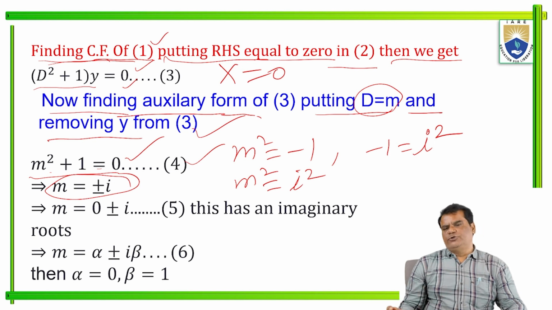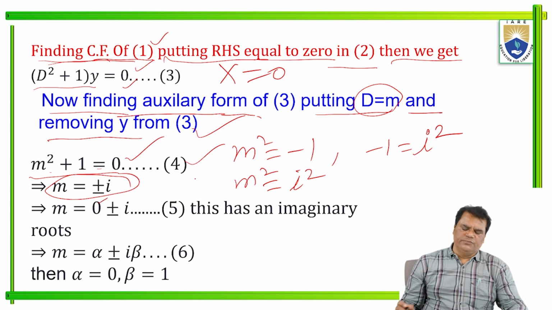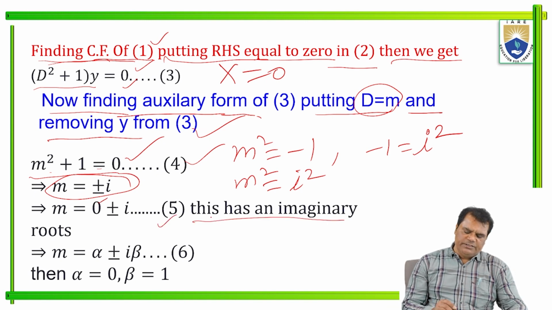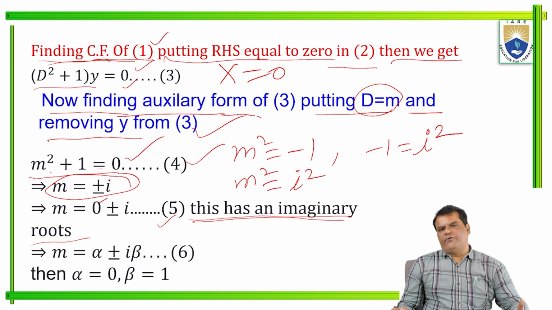These are imaginary roots, plus minus i. There are two roots, m equals plus i and m equals minus i. There is no real part; the real part is 0, so 0 plus minus i. This is equation 5. This has imaginary roots of the auxiliary form.